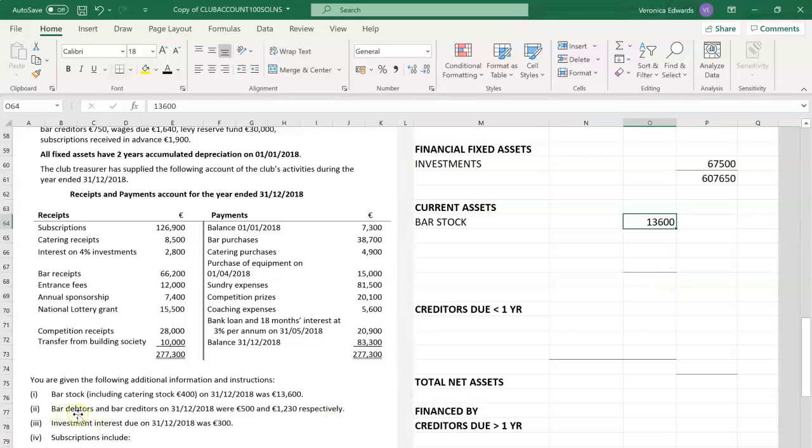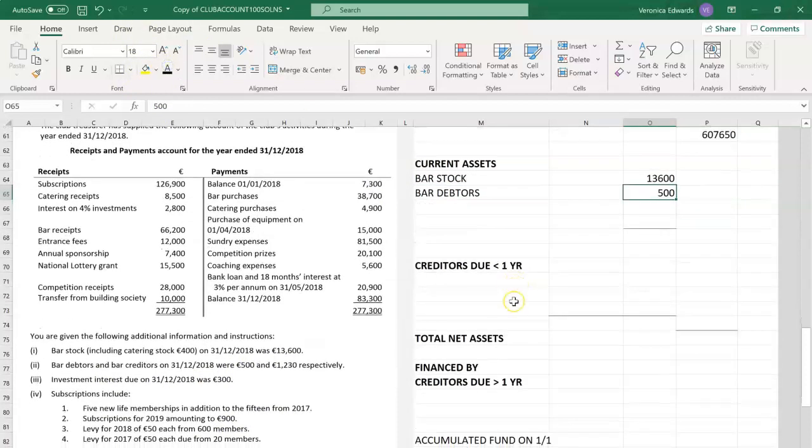Is there anything else? Well, you can see bar debtors, people who owe you money to do with your bar, okay, customers in other words. You were owed €500 at the end of the year. So that's another asset, okay? €500 owed by your bar customers. Number 3, there's investment interest also due to you at the end of the year. So that'll be money coming in over the next 12 months as well, hopefully. And that's another current asset at the 31st of December. Something of value that won't last long. It'll be gone within the next 12 months.